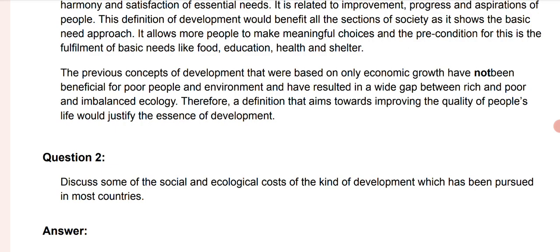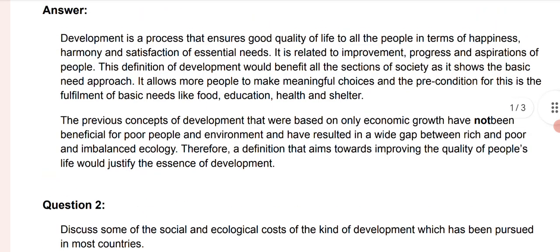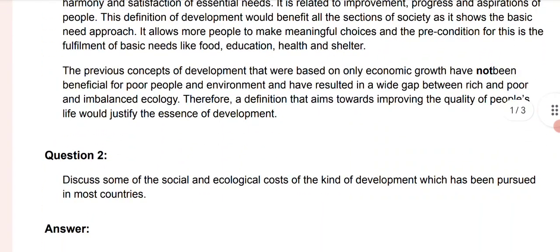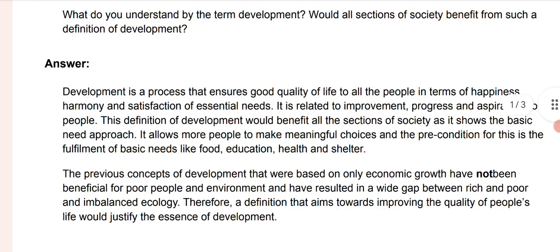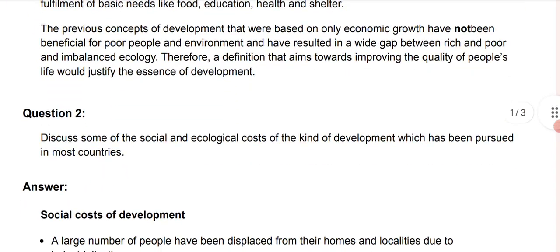So this definition is better than the previous one where there was only the economic aspect, not the other aspects like happiness, harmony, satisfaction in a society.